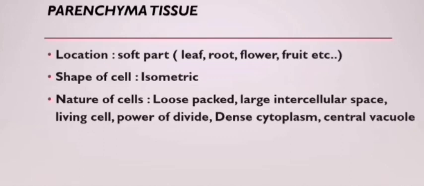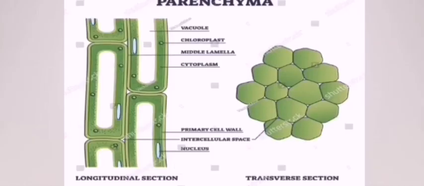They are living cells, meaning they have the power of division. They will have nucleus, they will have cytoplasm, and as this tissue is found in a plant, it will also have a central vacuole. Now vacuole is a cell organelle which is present only in plants. Animals will not have this central vacuole. So here you can see the diagram of parenchyma.